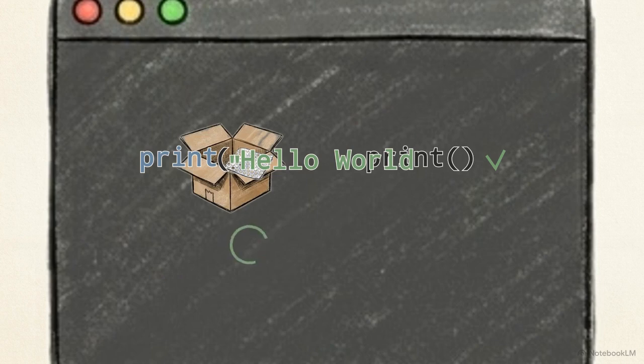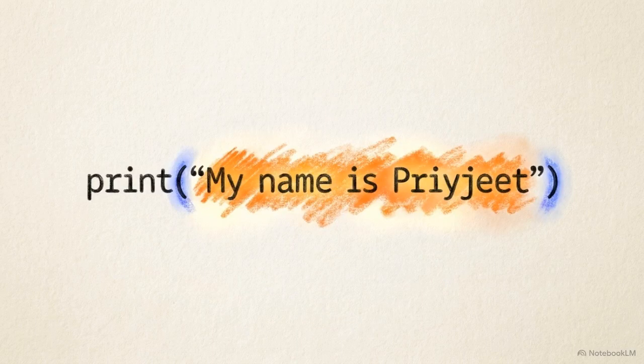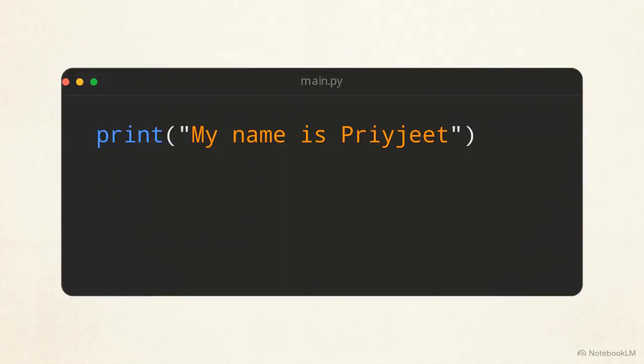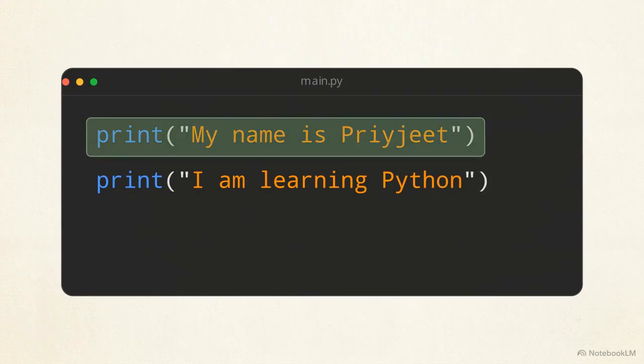Now that you know the rules, let's take control. You can put anything inside that bubble wrap. You can type, "Print, my name is Priyjeet." You can even stack your commands. If you write a second line right below it saying, "Print, I am learning Python," the computer will finish the first line and then move straight to the second.